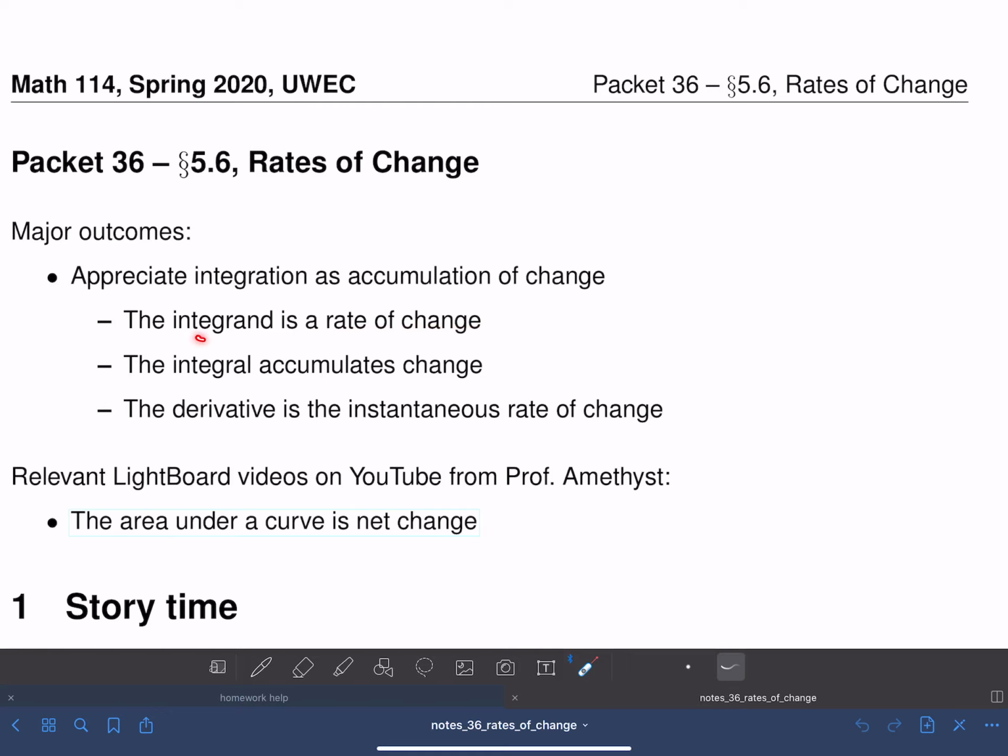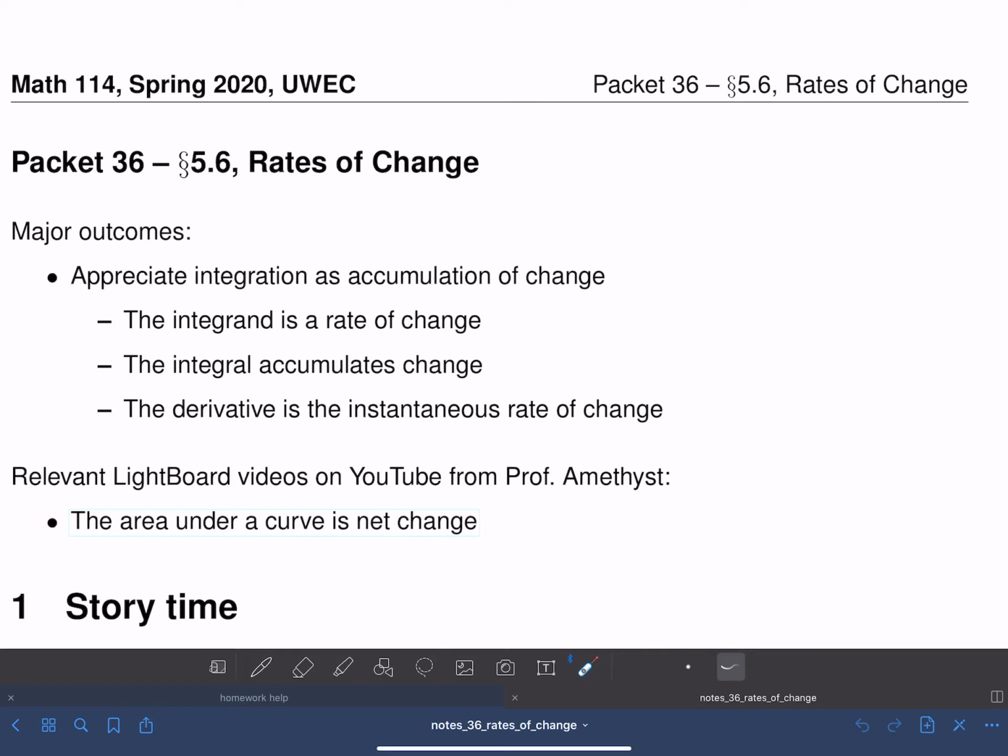So the thing that we're integrating is a rate of change, and what we get as we integrate is the accumulation of change. It's net change, and the derivative is the instantaneous rate of change. So this section really is the one that puts these three pieces together, and I want to bring your attention to one of my Lightboard videos that I made on this topic.